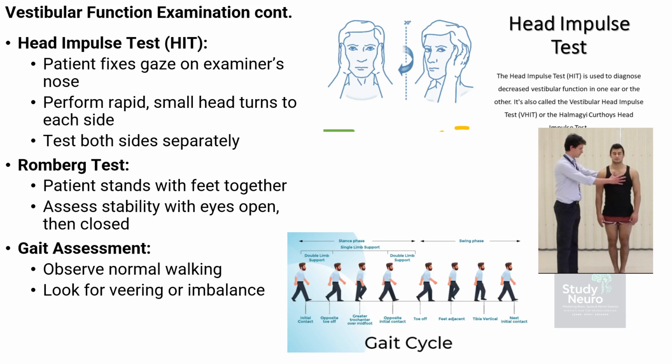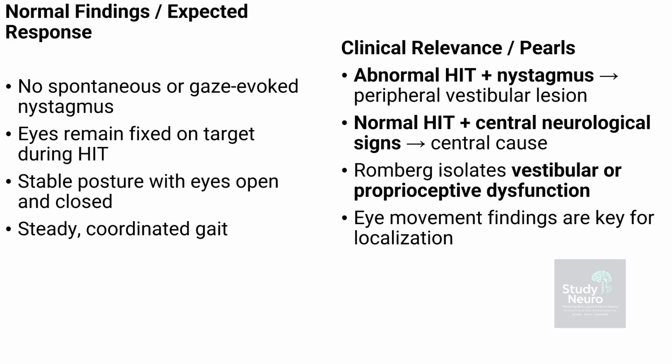In a normal examination, eye movements are steady, gaze remains stable during head impulses, posture is maintained with eyes open and closed, and gait is coordinated. Interpreting these findings together is what matters most. An abnormal head impulse test combined with nystagmus usually indicates a peripheral vestibular lesion, whereas a normal head impulse test in the presence of other neurological signs should raise concern for a central cause.